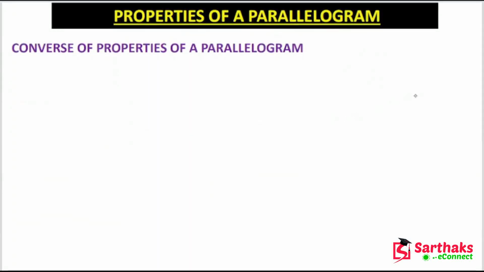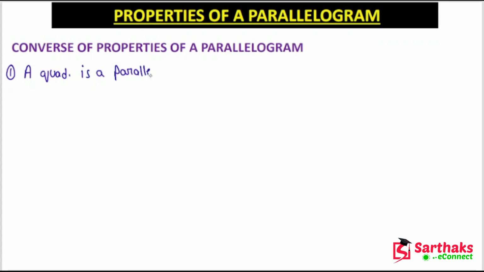Okay, so if ABCD is a quadrilateral and if any of the property holds, then we can call it a parallelogram. So the first time, the converse of these properties is also true. The first property was opposite sides are equal. So a quadrilateral is a parallelogram if its opposite sides are equal, right? So if in a quadrilateral opposite sides are equal, you can call it a parallelogram, and if it is a parallelogram, then opposite sides are equal. Okay, so the converse is true, right?